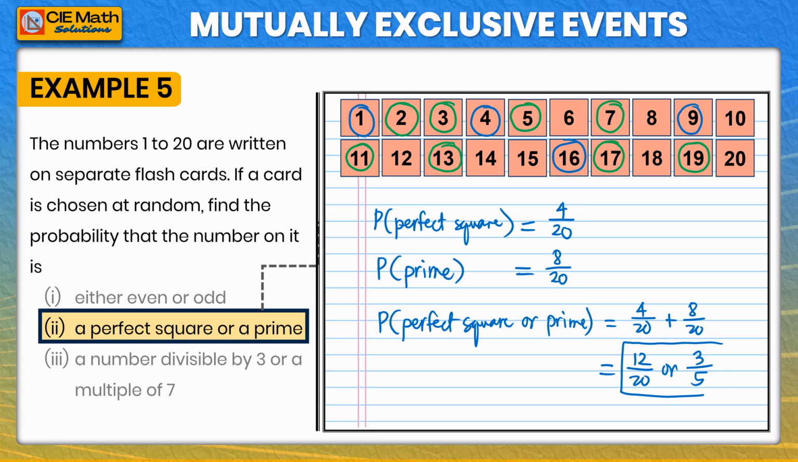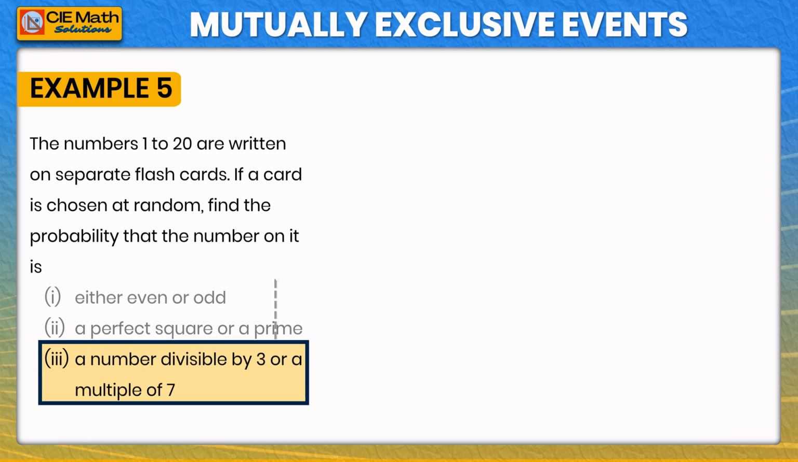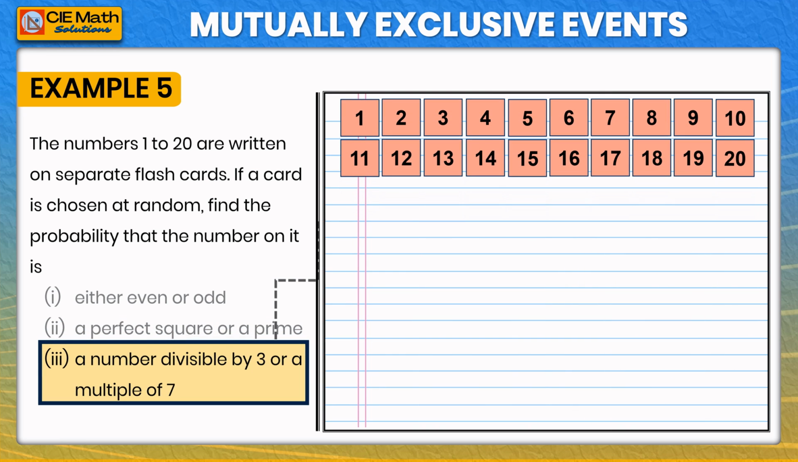Again, if you would like to check based on the encircled numbers, there is no chance that they have the same elements. There is no possibility that the number will be both a perfect square and a prime at the same time. Let's go to triple I then. For triple I, a number divisible by 3 or a multiple of 7.